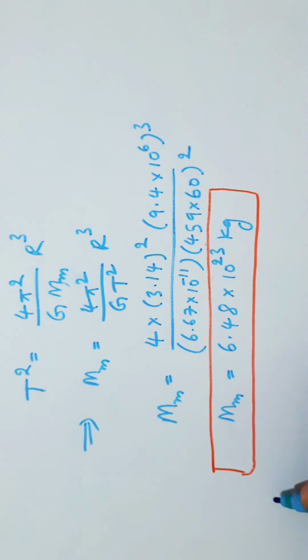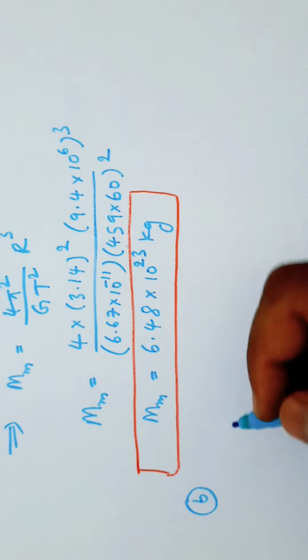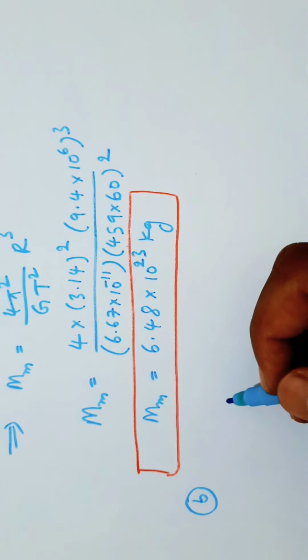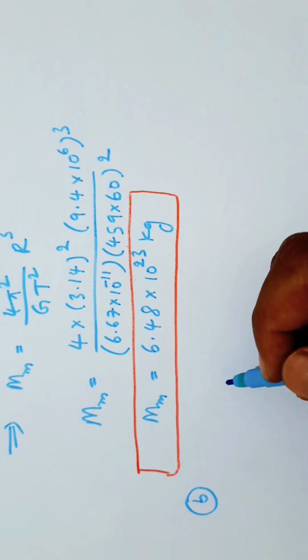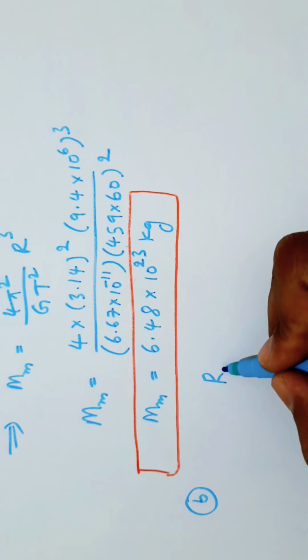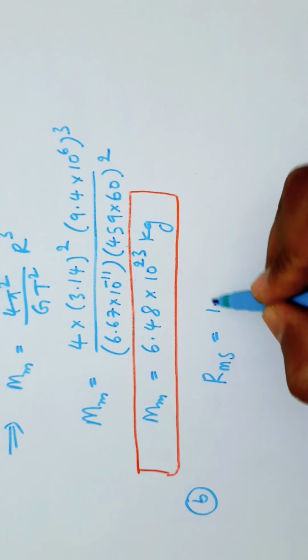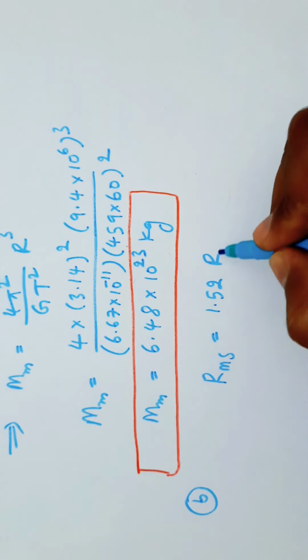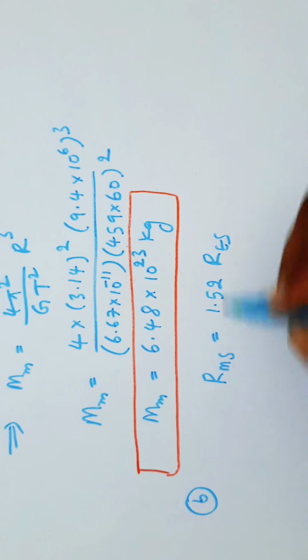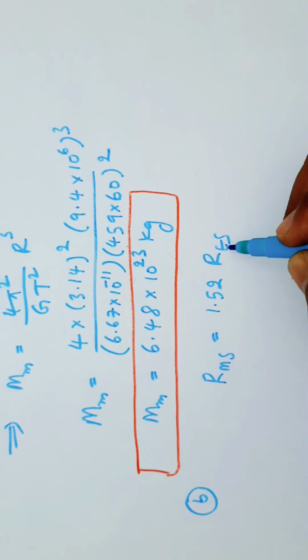See the second one. Here orbital radius of the Mars is 1.52 times the orbital radius of the Earth. So that is R_MS is 1.52 times R_ES. So here R_MS is the distance between Mars and Sun. Here R_ES is the distance between Earth and Sun. That is orbital distance.